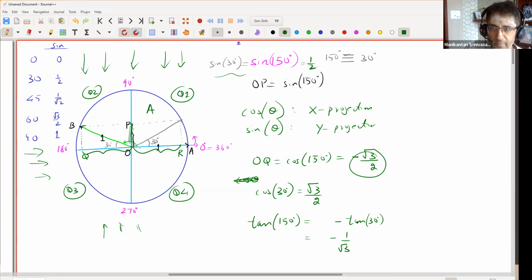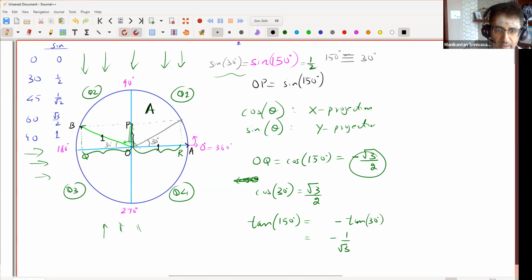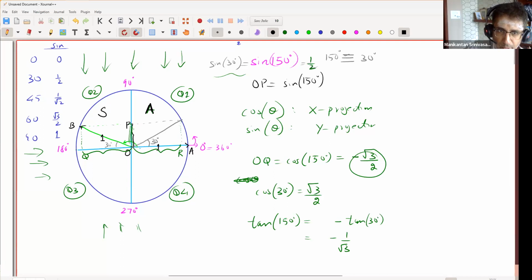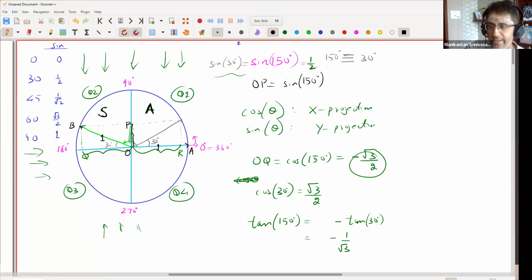So I'll mark that as A, standing for all. In the second quadrant, the projection on the y-axis will be positive, but the projection on the x-axis will be negative.